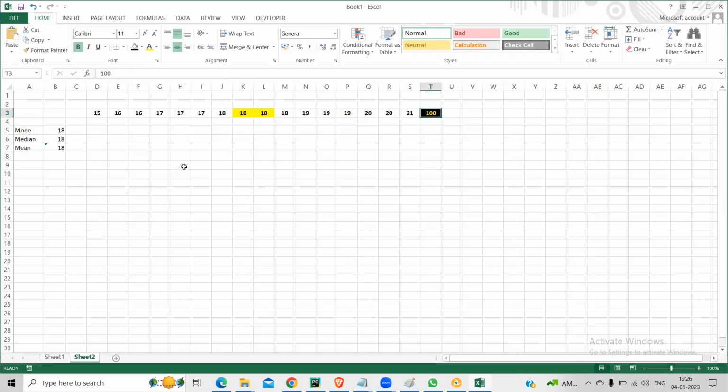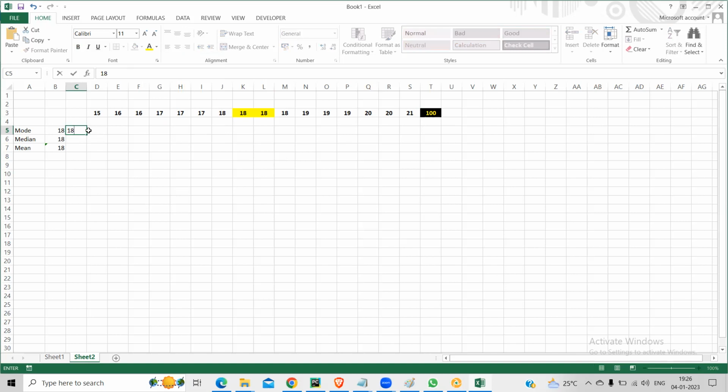What will happen to median, mode? Okay, let's look at mode. Will mode change? No. Mode will not change, right? Mode will remain same. Okay, because if you add one or two values, mode will not change.